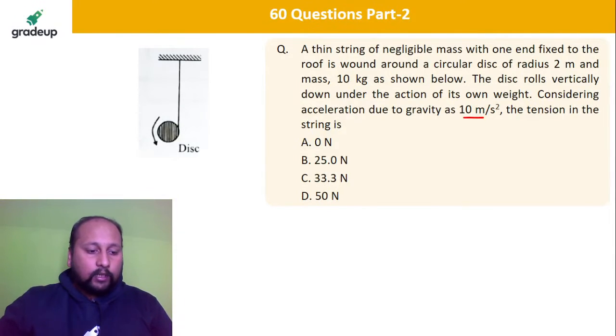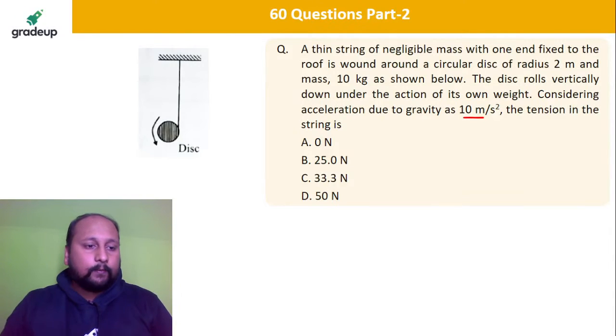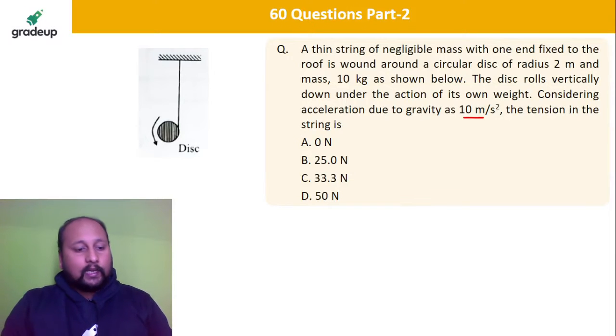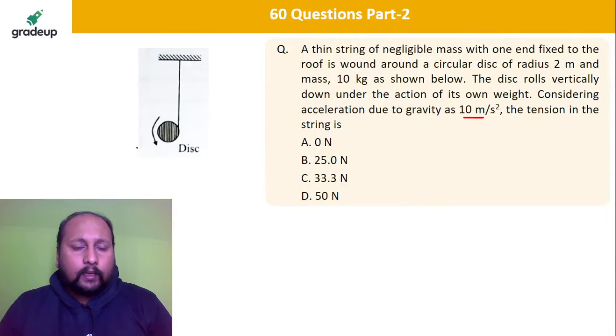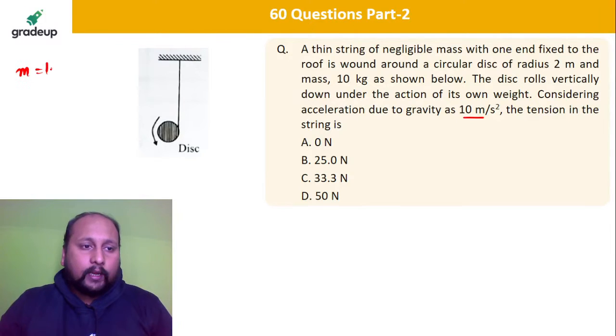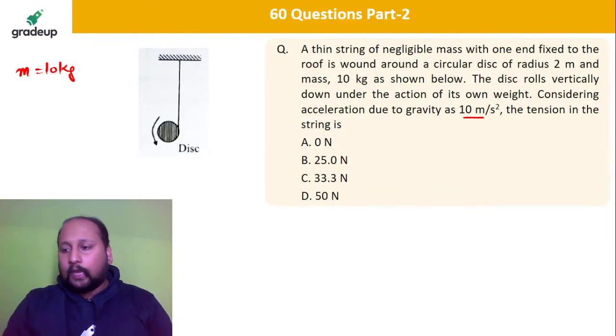So whenever there is rolling without slipping, definitely you have to consider the rotation part. You have to take rotation as well as linear velocity. Let's see who will respond to this problem quickly. A thin string having no mass, there is a mass of the disc that is 10 kg, m is equal to 10 kg. Now, what is happening? When you release it, definitely it will be rolling down.